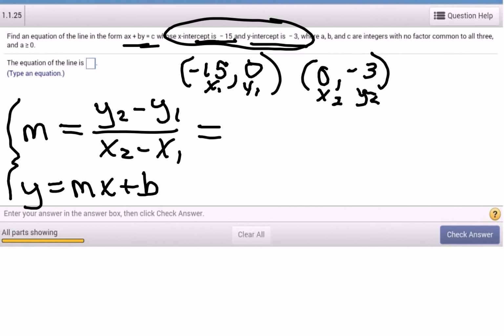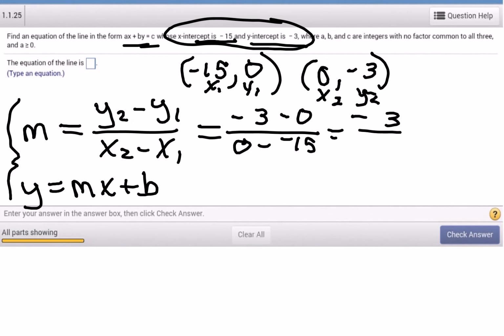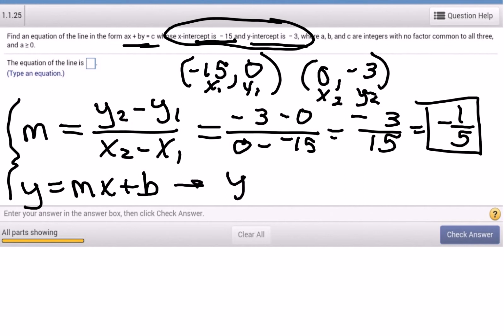So let's plug in our numbers. I have negative 3 minus 0 over 0 minus negative 15. Negative 3 minus 0 is negative 3. 0 minus a negative ends up being plus 15 on the bottom. Then we can reduce that, and I get negative 1/5. That's my slope. So let's plug that into our equation: y equals negative 1/5 x plus b. Now what is b? That is our y-intercept.